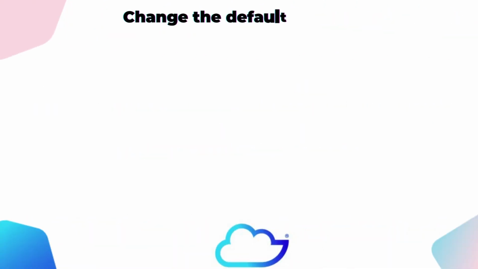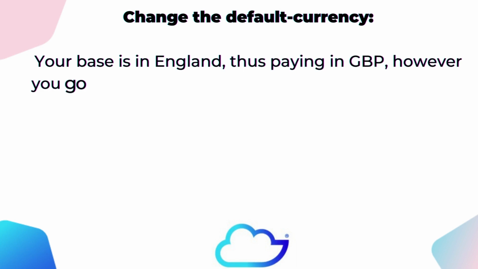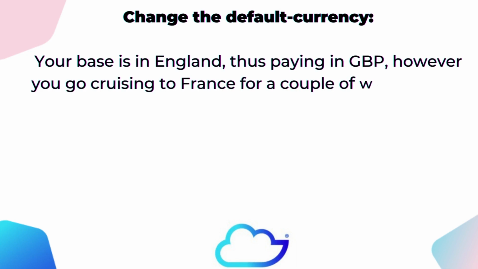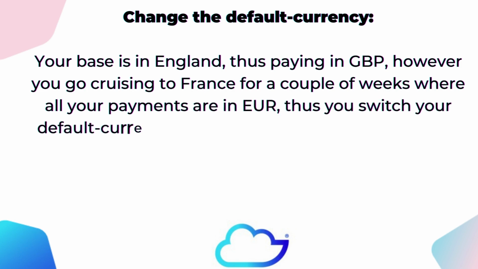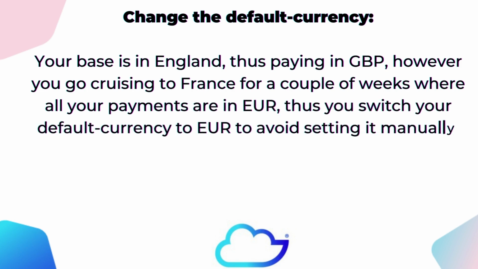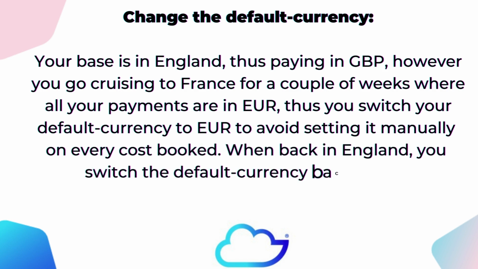Change the default currency. Your base is in England, thus paying in GBP. However, you go cruising to France for a couple of weeks where all your payments are in euro, thus you switch your default currency to euro to avoid setting it manually on every cost booked. When back in England, you switch the default currency back to GBP.